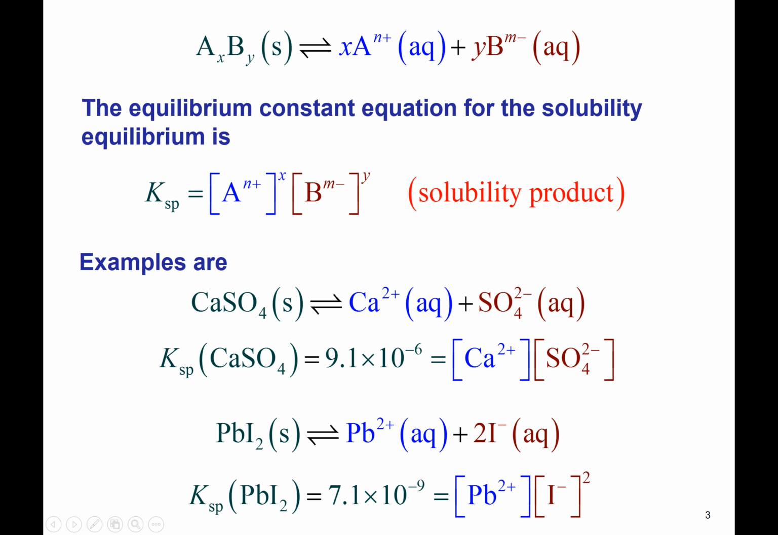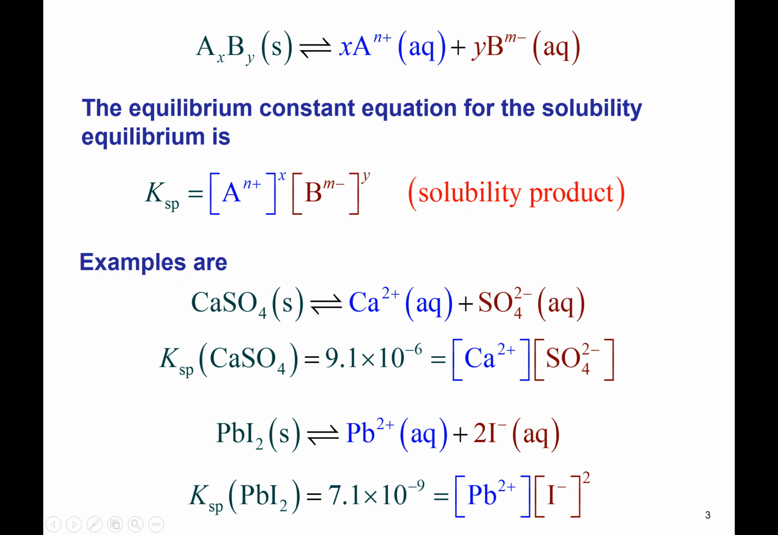In the case of lead iodide that dissolves into lead cations and 2 iodide anions, the solubility product for lead iodide is the concentration of lead to power 1 because the stoichiometric coefficient is 1, and iodide to power 2. At 25 degrees centigrade in water, these solubility products have these values that I wrote here.